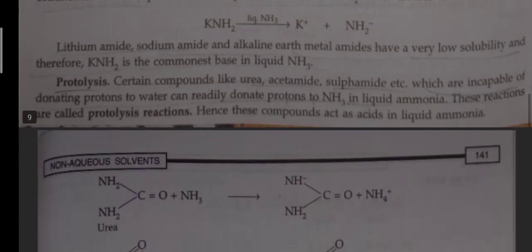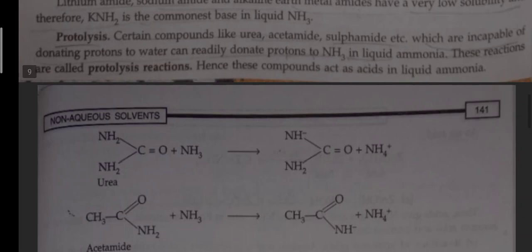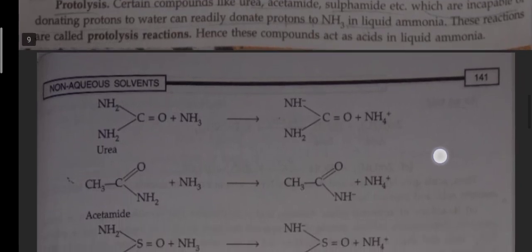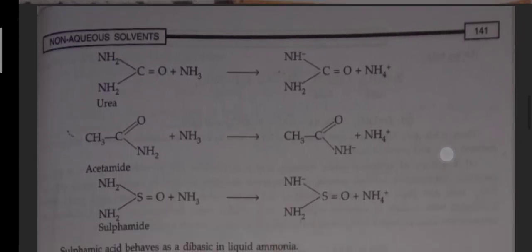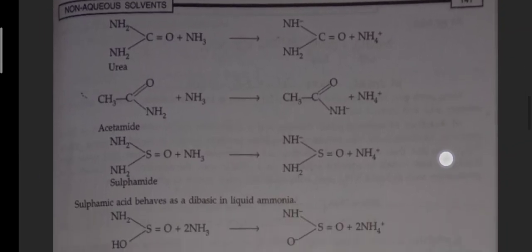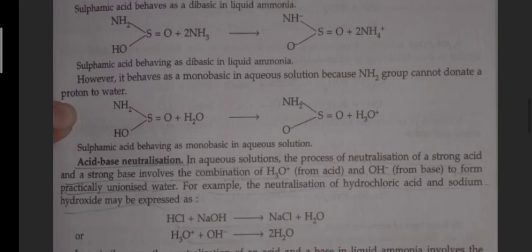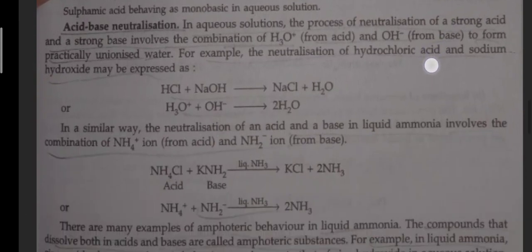Next is protolysis. Certain compounds like urea, acetamide, sulfamide, etc., which are incapable of donating protons to water, can readily donate protons to NH3 in liquid ammonia. These reactions are called protolysis reactions. Hence, these compounds act as acids in liquid ammonia. These are some reactions of ammonia given here.